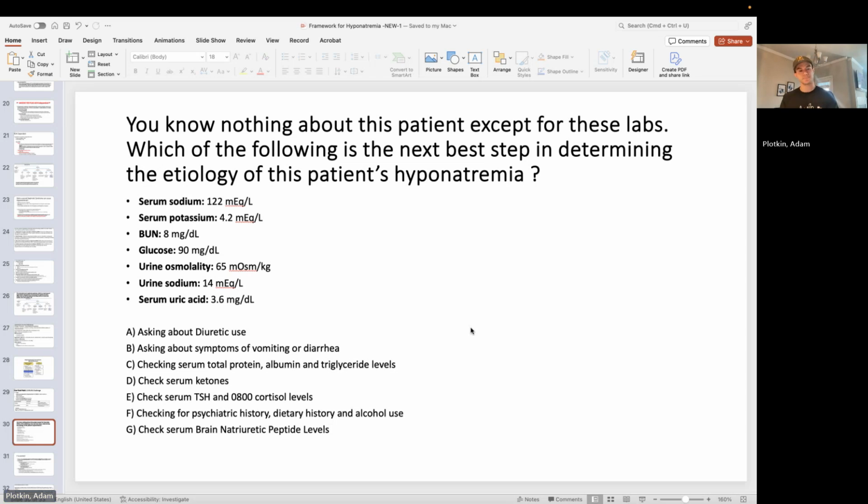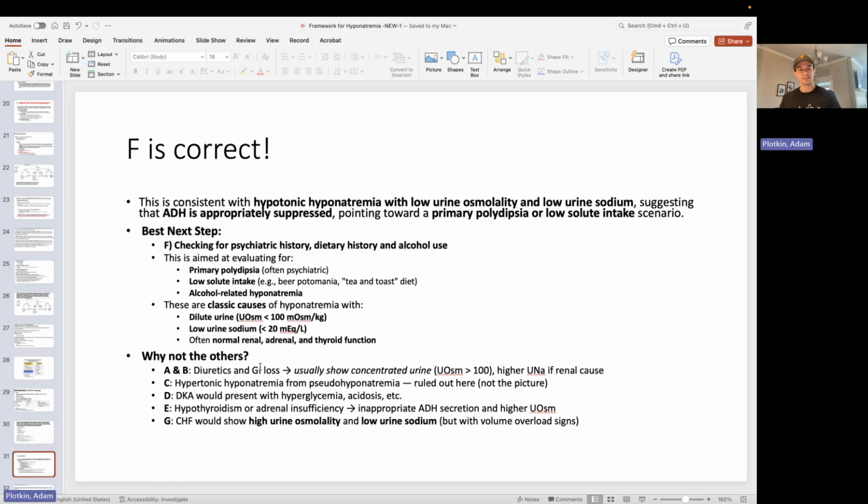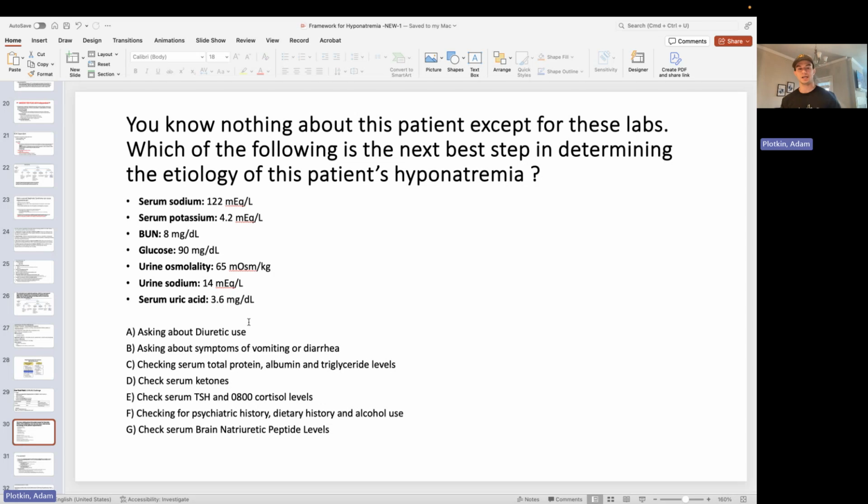So in this case, we're going to want to get a psychiatric history, a dietary history, and alcohol use. If you do the whole workup, we find out the patient has hypotonic hyponatremia. Okay. They look euvolemic. Well, I didn't really give you a physical exam, but the thing that pointed me to euvolemia is the serum uric acid is less than 4. So I'm now hypotonic. I know my serum uric acid is less than 4. So that helps me rule out hypervolemia and hypovolemia. So I'm stuck in my euvolemic category.